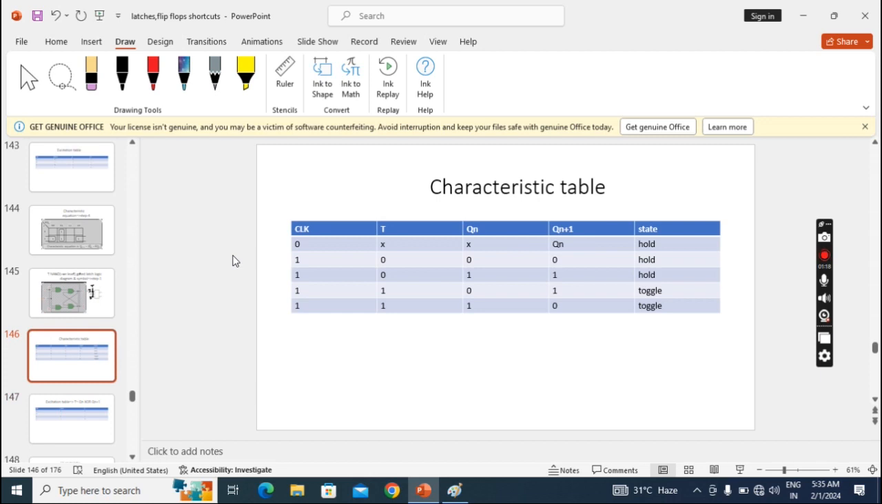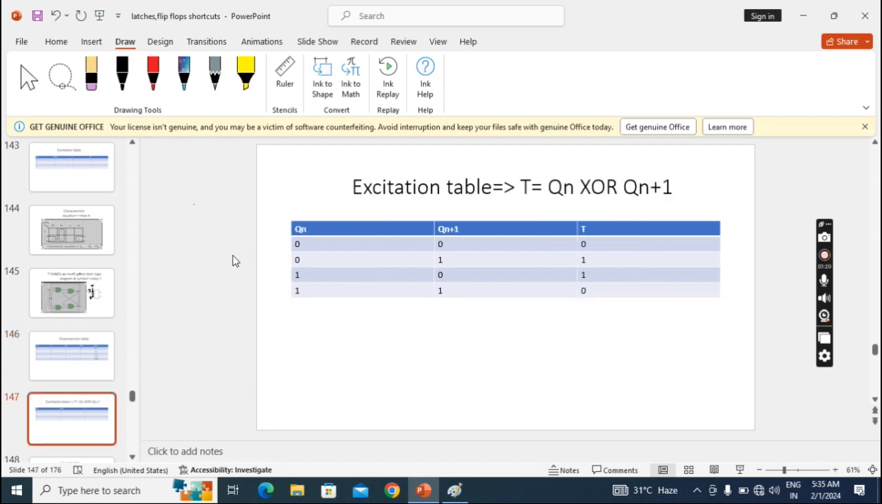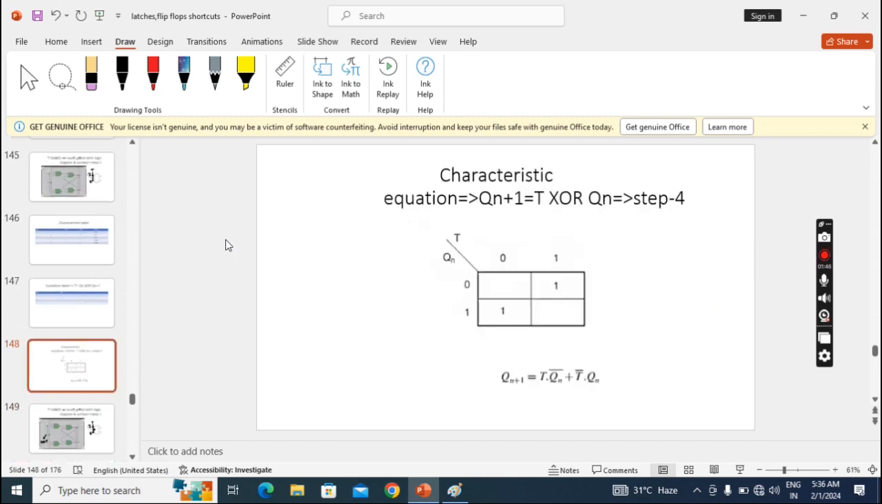Here also toggle means race condition. This is the excitation table. One thing we can observe in the excitation table: when we apply the XOR operation to Qn and Qn plus 1, it is this T that matches the XOR output. See here, same 0, below also same 0. But the second and third conditions, 0, 1 and 1, 0, are different, so we are getting 1. That we have to observe.